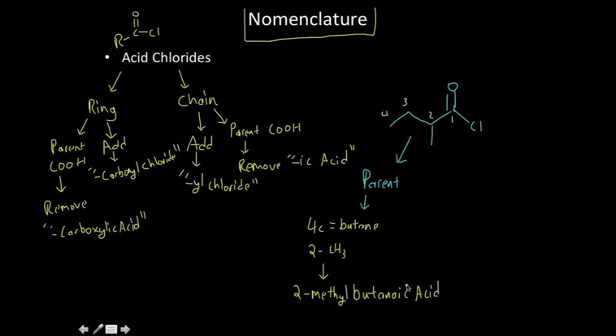All I have to do is, like I said, remove the oic acid, and simply replace that with onyl chloride. So the official name of this would be 2-methyl-butanyl chloride.